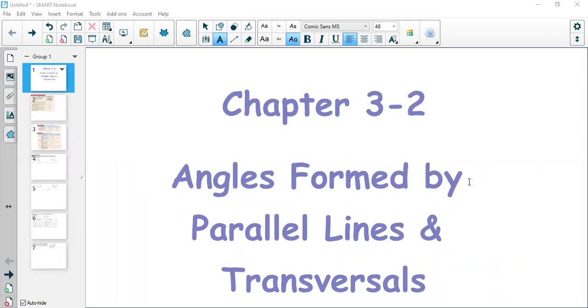This video is going to be for chapter 3 lesson 2, which is about angles formed by parallel lines and transversals. Now in the previous video we did learn about different kinds of angles and how they are formed, but in this lesson we are going to relate them. That is, how the angles formed by parallel lines or transversals are related to each other. That's what we are going to be looking at.